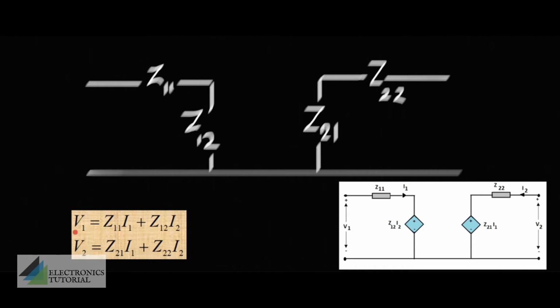The Z parameter model can be drawn by utilizing these two expressions. First one, V1 is equal to Z11 into I1 plus Z12 into I2, and V2 is equal to Z22 into I2 plus Z21 into I1. Now you might be clear with the Z parameter model.